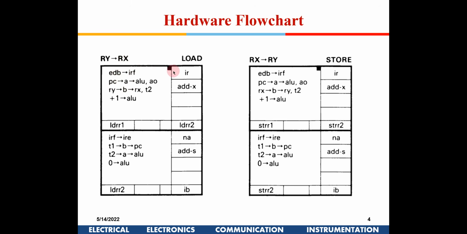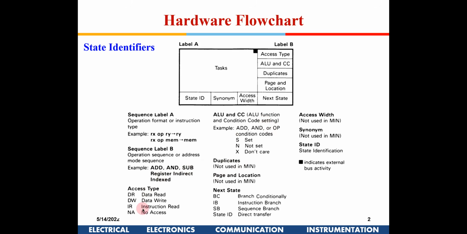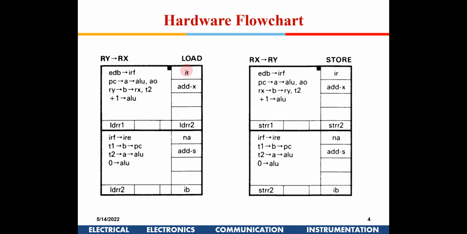Since it's a data operation, I put that the external bus is activated. I put a box out here, and then I write IR. IR means an instruction fetch, right? When we saw the access type, IR meant instruction read. I am reading an instruction, so that is the reason I have put IR. Here, if you see, RB, I am getting it to RX.